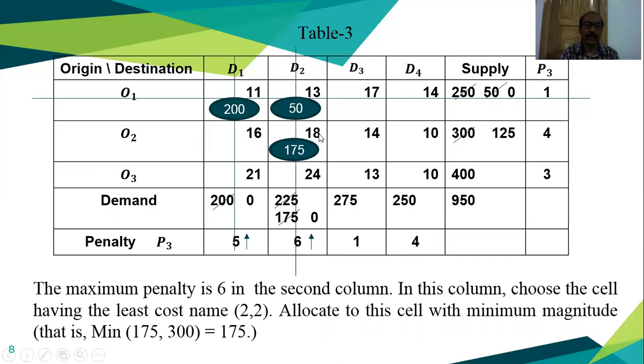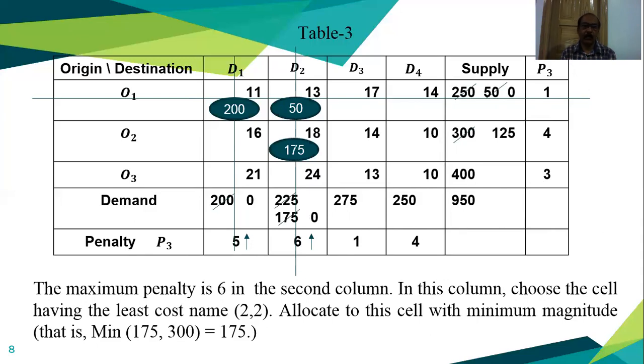And in this case, 18, this one was already blocked in the previous table. So how much is left? 18 and 24, that difference is 6. So among them, which one is the maximum? 1, 4, 3 and 6, 1, 4. 6 is the maximum. So we are considering column D2 corresponding to destination 2.